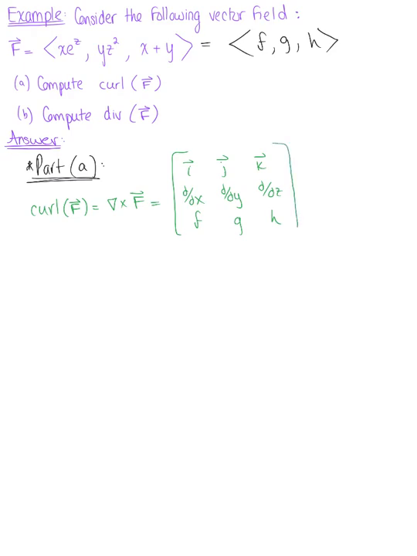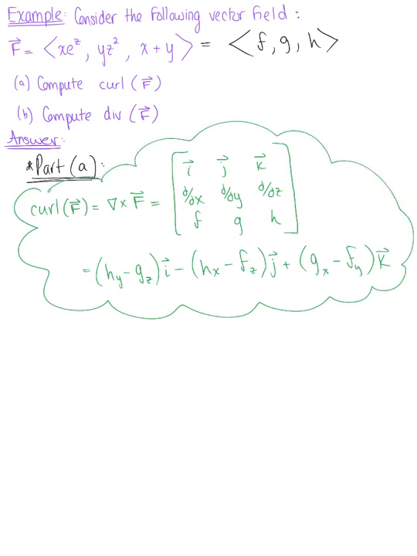We use this matrix to remind ourselves of the formula for the curl in 3 dimensions. So we have the partial derivative of h with respect to y minus the partial derivative of g with respect to z, i hat, minus the partial derivative of h with respect to x minus the partial derivative of f with respect to z, j hat, plus the partial derivative of g with respect to x minus the partial derivative of f with respect to y, k hat. What's great about this formula is that our k component, our z component, is the 2-dimensional curl. It's a friendly reminder. Now let's go ahead and find the partial derivatives.